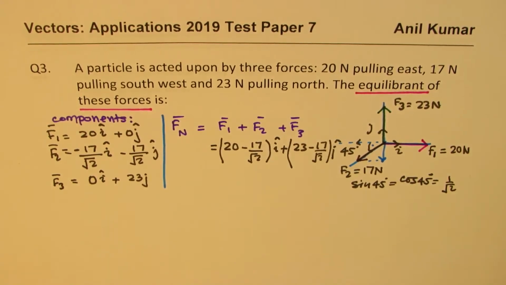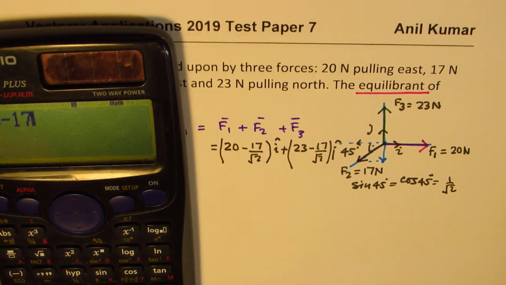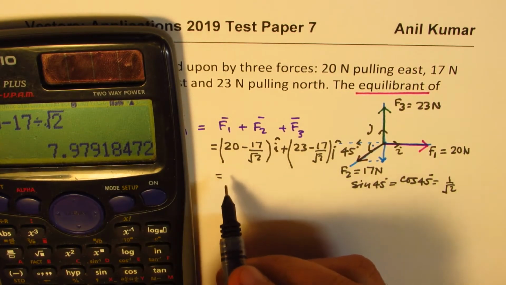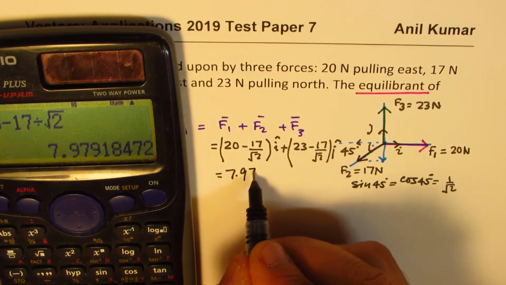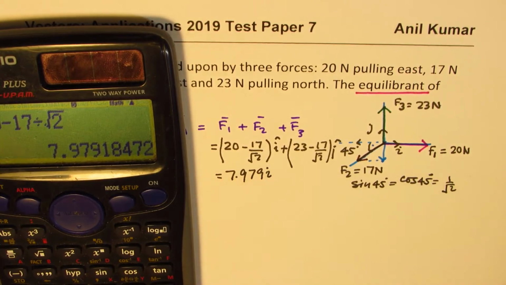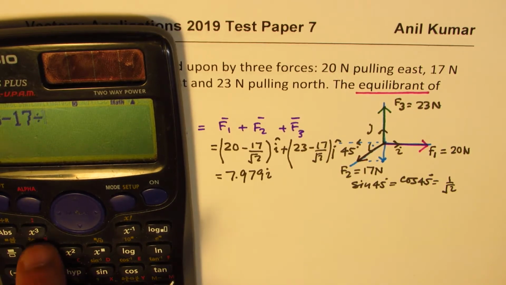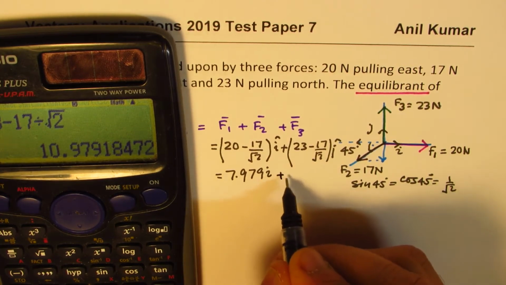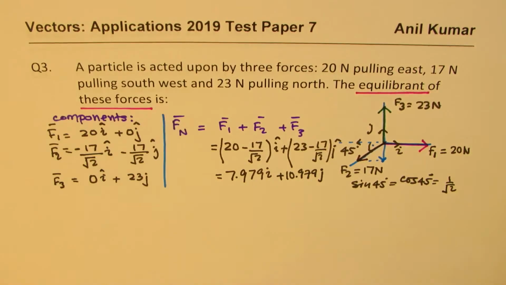We can use calculator to find this value. Let's do it. So we have 20 minus 17 divided by square root 2, which is equal to, in decimals, 7.979. So let me just write, okay, 7. We are using calculator, so no problem. I, right? And then we have 23 minus 17 divided by square root 2. That in decimals is 10.979. Okay. J. So that is your force.